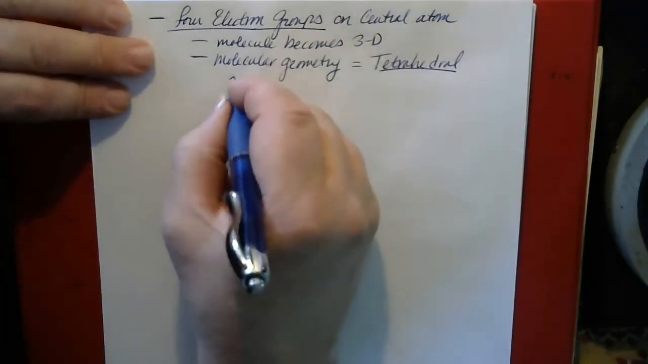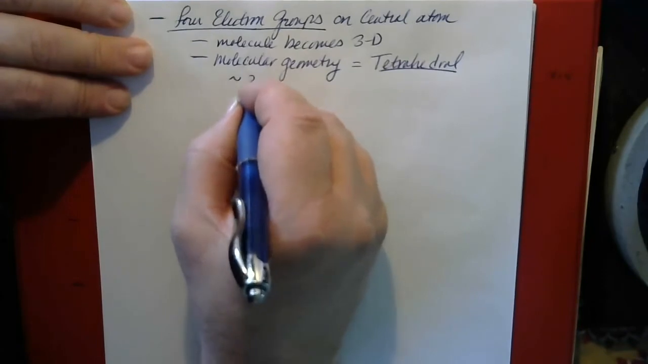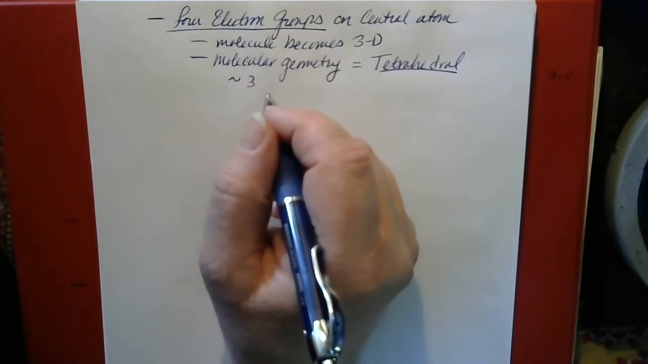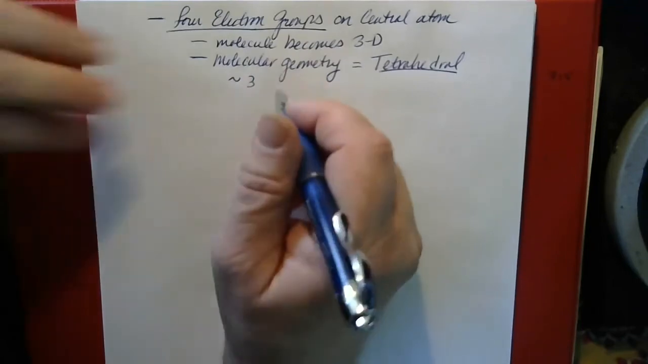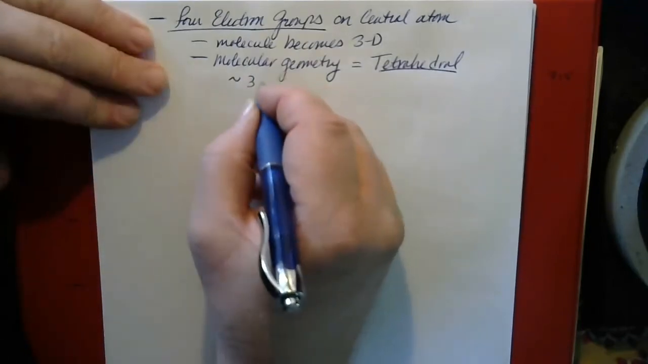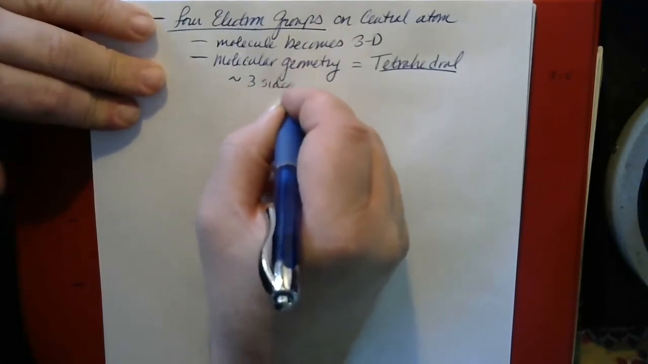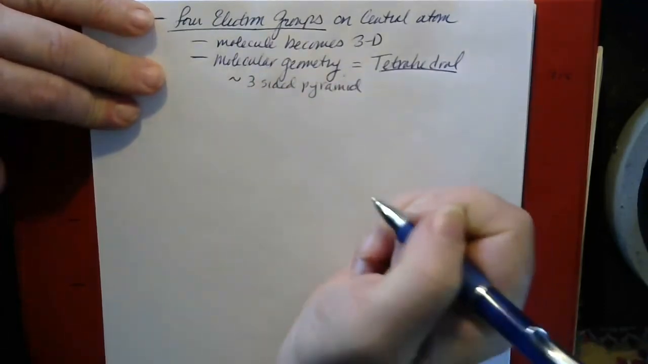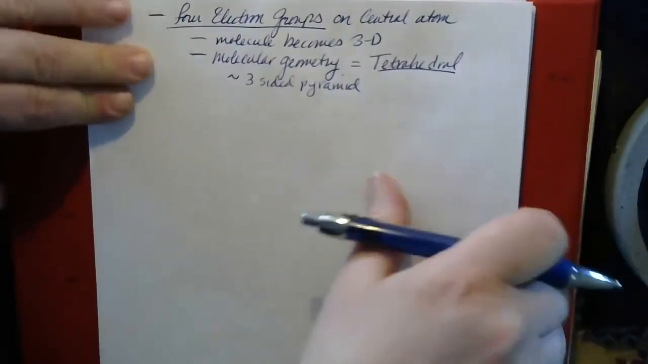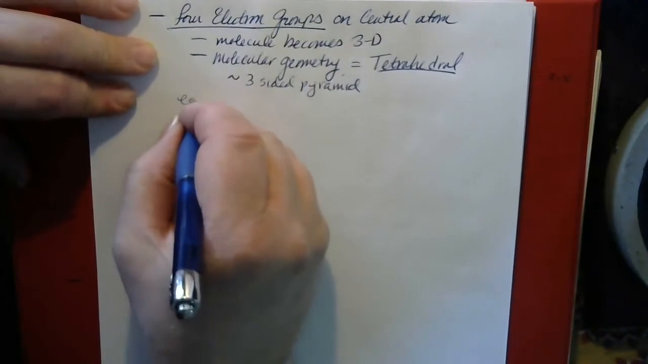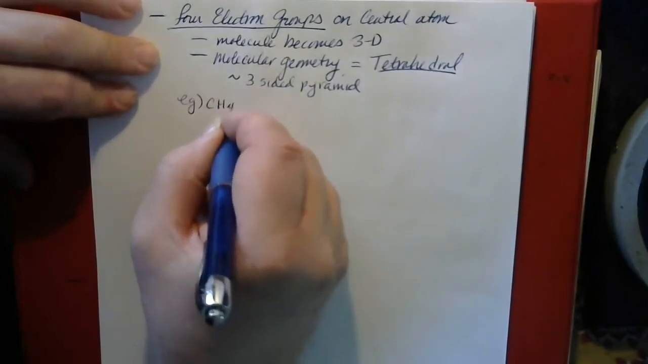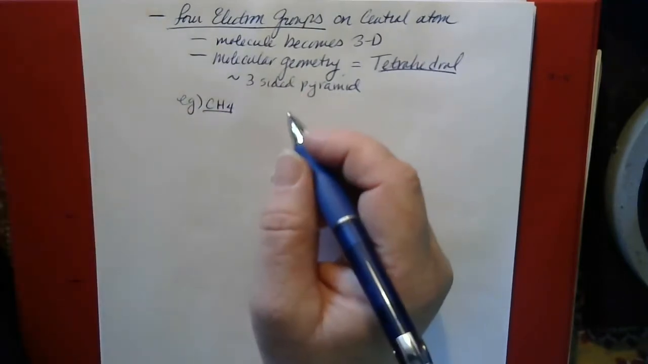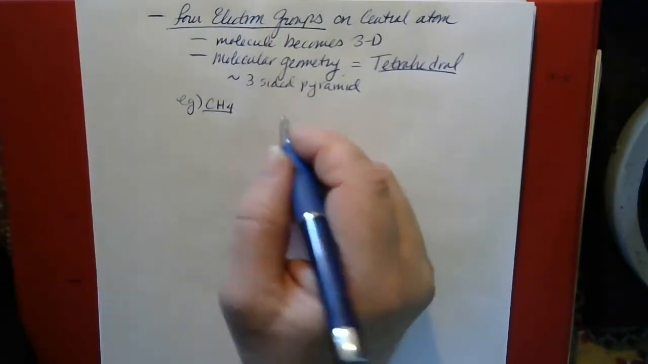And what this is like is a pyramid with a 3-sided base. It's basically a tetrahedron. So it's basically a 3-sided pyramid. The example used in the book and by me is going to be CH4, or methane.